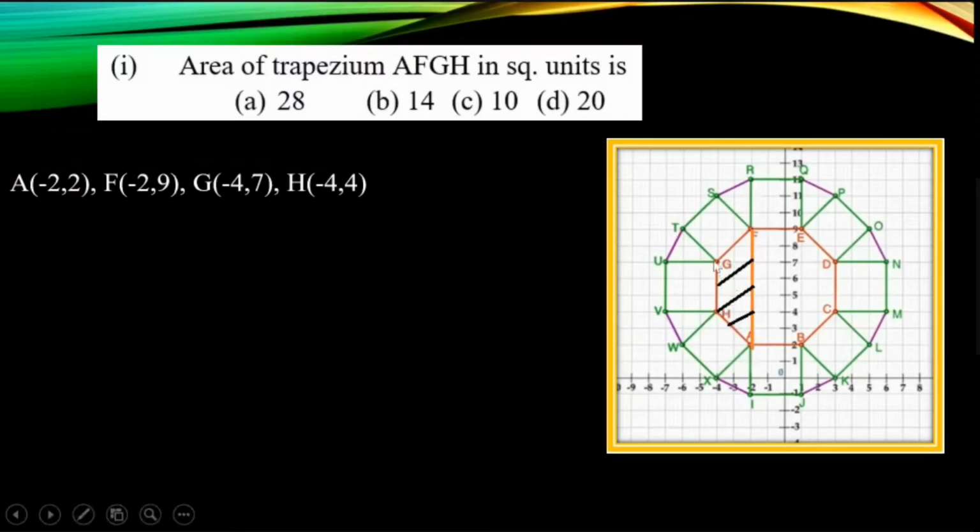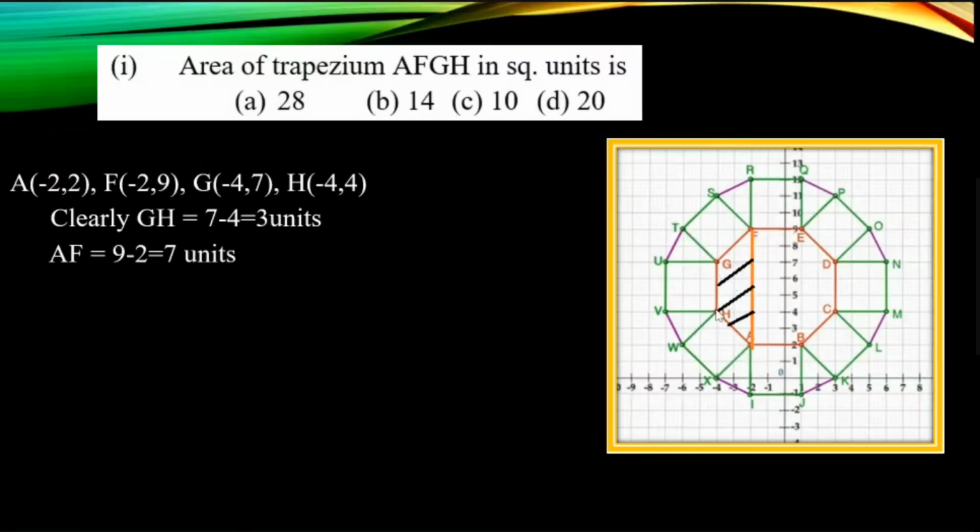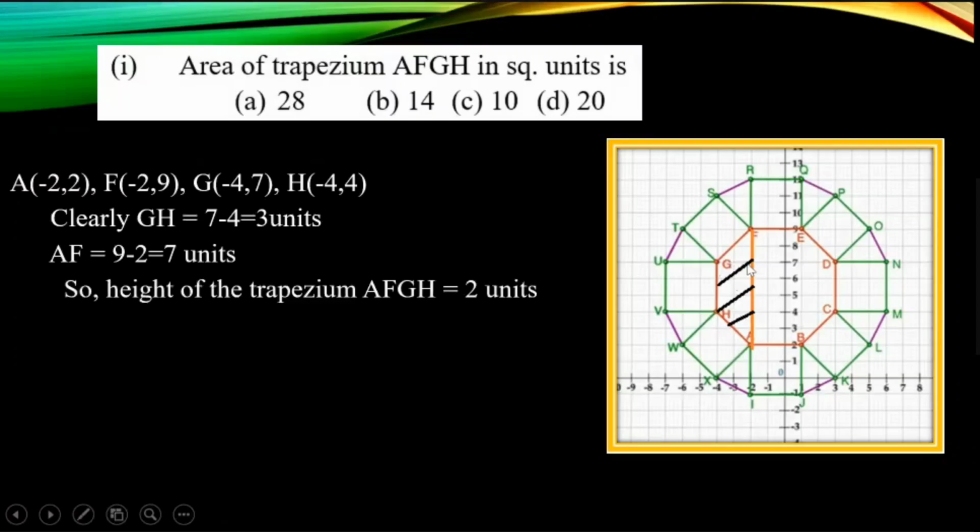Same way, if I want to find out the distance of GH, G is -4, 7, and H is -4, 4. So the length of GH will be equal to 7 minus 4, which is equal to 3 units. So I have GH is 3 units and I have AF is 7 units. I found out the length of the parallel sides. Now I want to find out the height of the trapezium. That is clearly 2 units. So the height is 2 units.